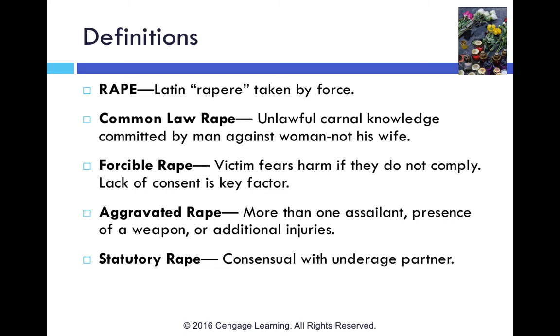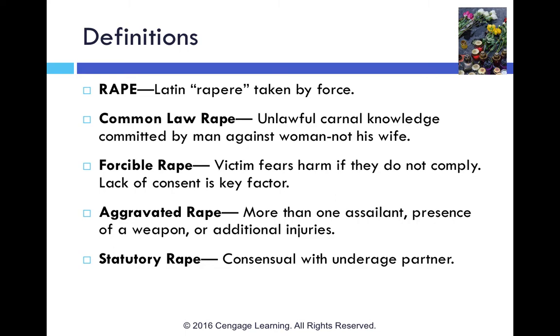So at common law, the definition of rape is the unlawful carnal knowledge committed by a man against a woman who was not his wife. This definition means men are not victims of rape, and that women cannot be raped by their husbands. Common law, if you don't recall from your criminal law classes, is the law that's common to all parts. It's brought over here to the colonies from England, and then eventually our laws get codified.